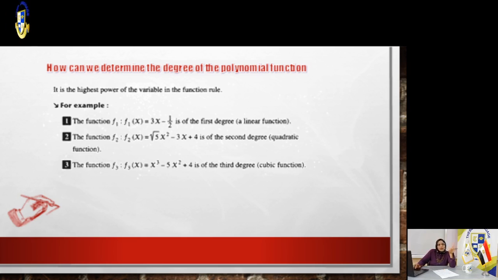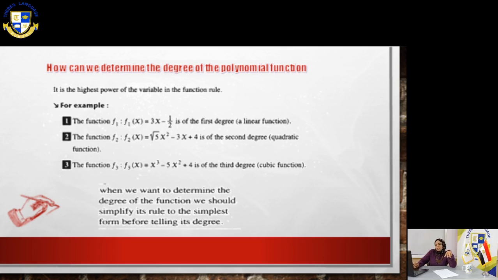Pay attention, the square root is on the number 5, not on the variable x. Okay? Number 3, the function f3 of x equals x to the power 3 minus 5x to the power 2 plus 4. Its degree is the third degree. We have a note. When we want to determine the degree of the function, we should simplify the rule of the function before telling its degree. Okay? Let's move to slide number 7.